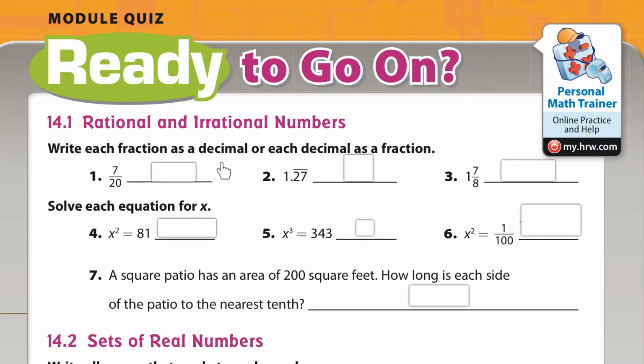You have to write these fractions as a decimal, and each decimal as a fraction. So you just divide. 7 divided by 20 is 0.35.